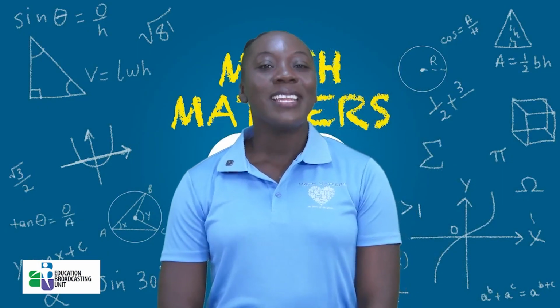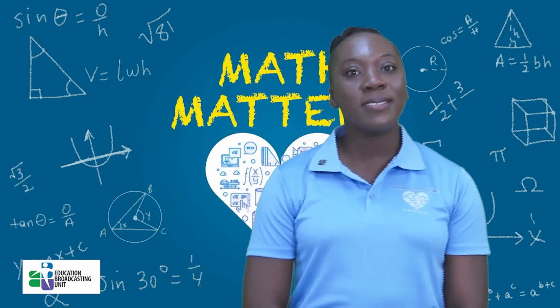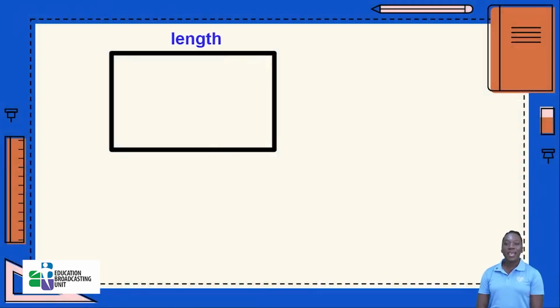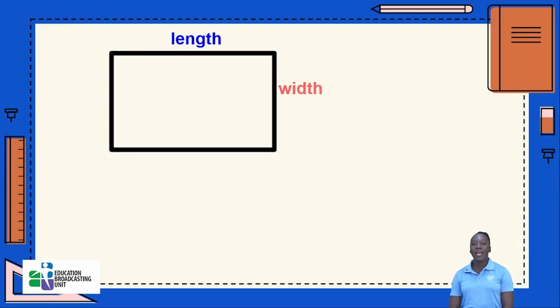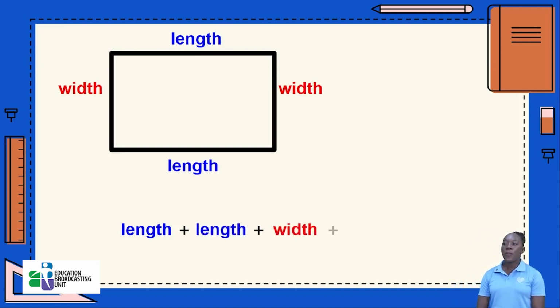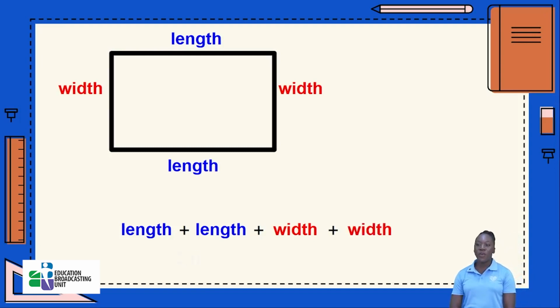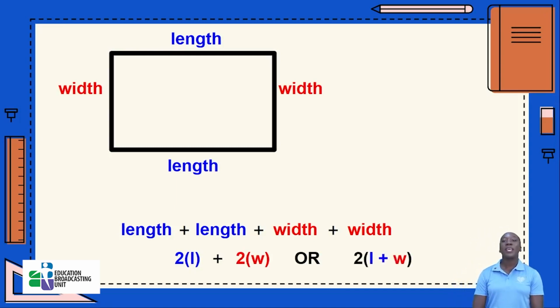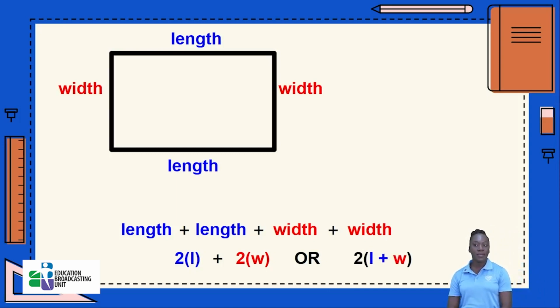Welcome back. Let's dive into the application of perimeter to rectangles. Rectangles have both length and width. When finding the perimeter, we can add length plus width plus length plus width. Or perhaps you're more familiar with the formula of 2 times the length plus 2 times the width, or even 2 times length plus width. This is the formula that we will use to help us find the perimeter of a rectangle.